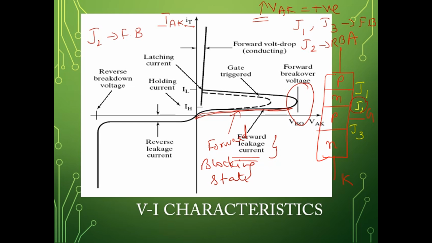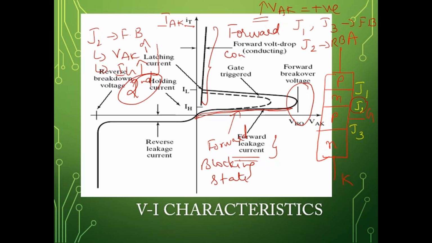J2 can be made forward biased in two ways. One is by applying the anode to cathode voltage, and the other is by applying the gate current. Either is okay, but we go for the second method, the gate current method. So this junction J2 is made forward biased and your device will conduct. This region is nothing but the forward conduction state.